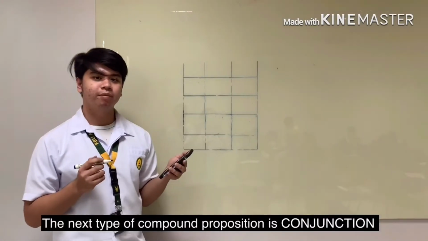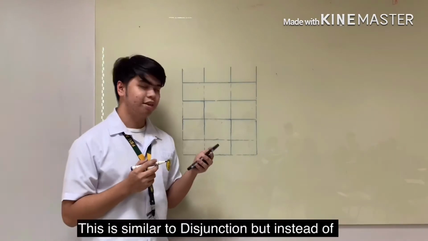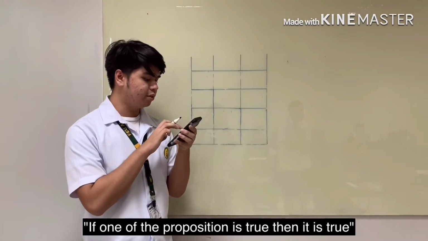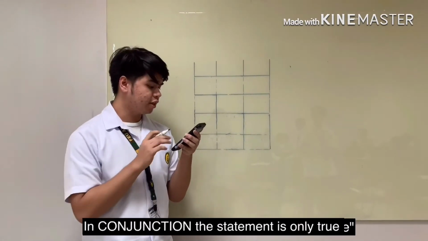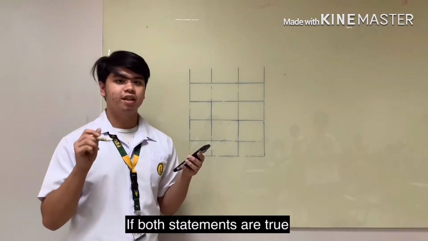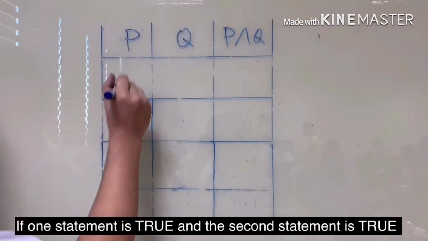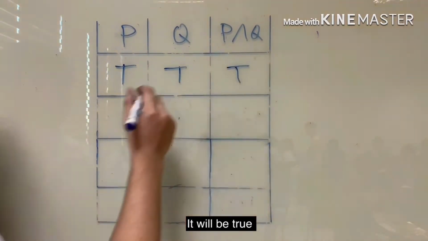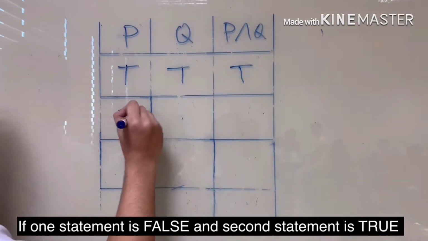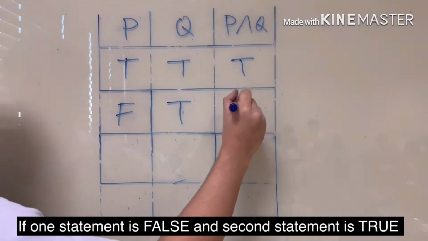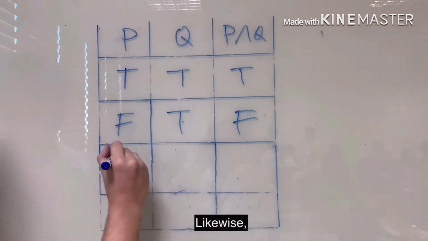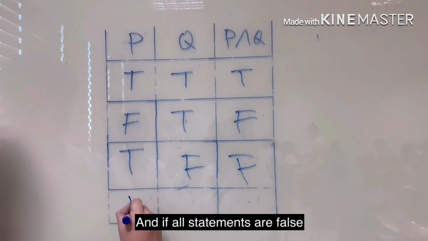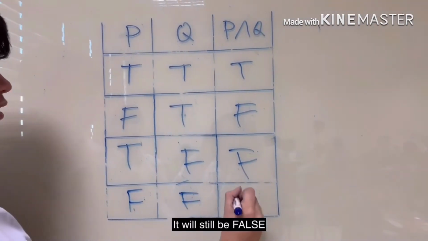The next type of compound proposition is conjunction. It is similar to disjunction, but instead of being true if one proposition is true, in conjunction the statement is only true if both statements are true. If one statement is true and the second statement is true, it will be true. If one statement is false and the second statement is true, it will be considered false. Likewise, it will still be false. And if both statements are false, it will still be false.